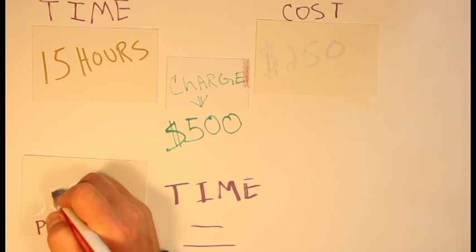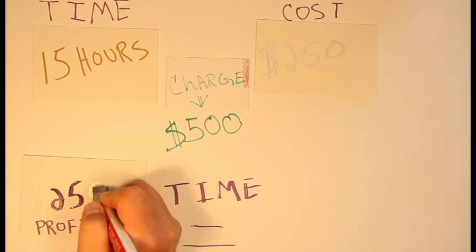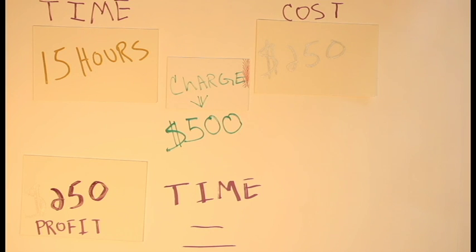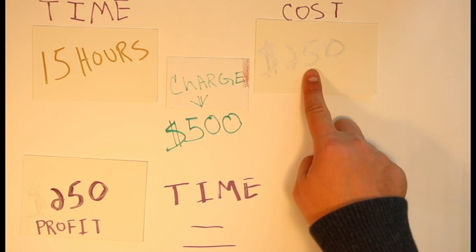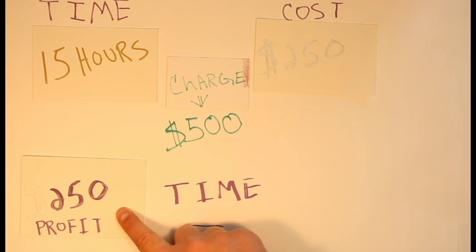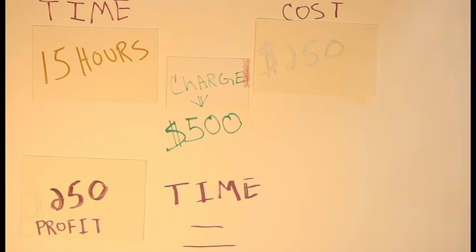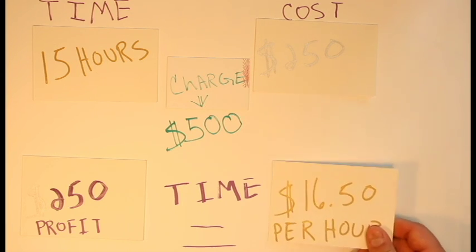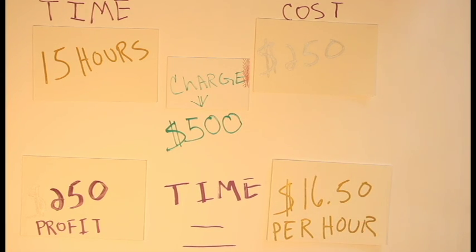So let me just do this real quick. That's $250 in profit. So what that means, if you understand this, is $250 is what it cost you in material. You charged $500 and you have $250 in profit. Simple enough, right? So what I like to come up here to understand is how much your time is worth. And in this scenario, your time is worth about $16.50 an hour. And how I get that is you have $250 in profit, you divide that by the 15 hours, and you get $16.50 an hour. It's good money.